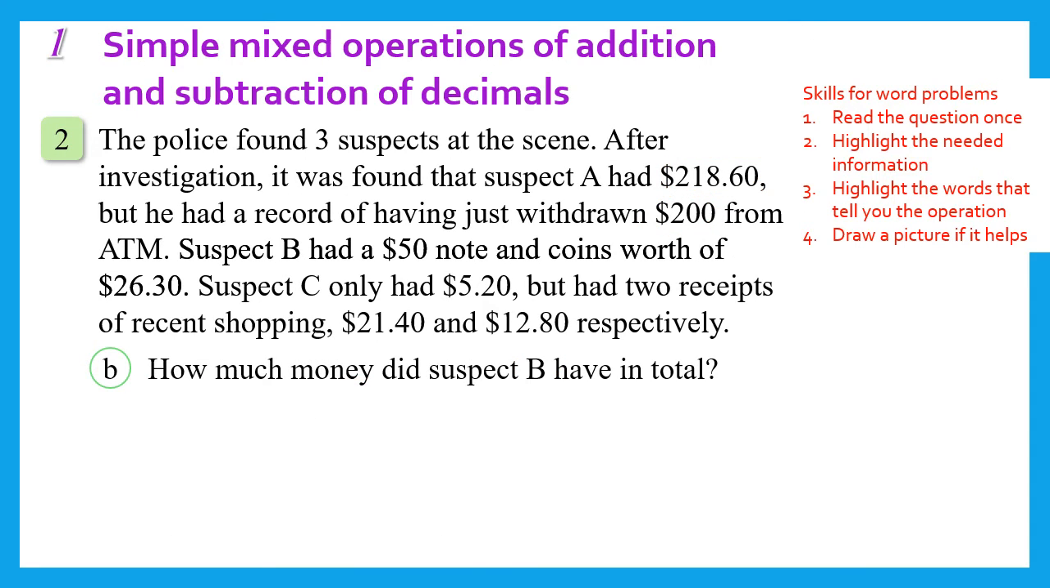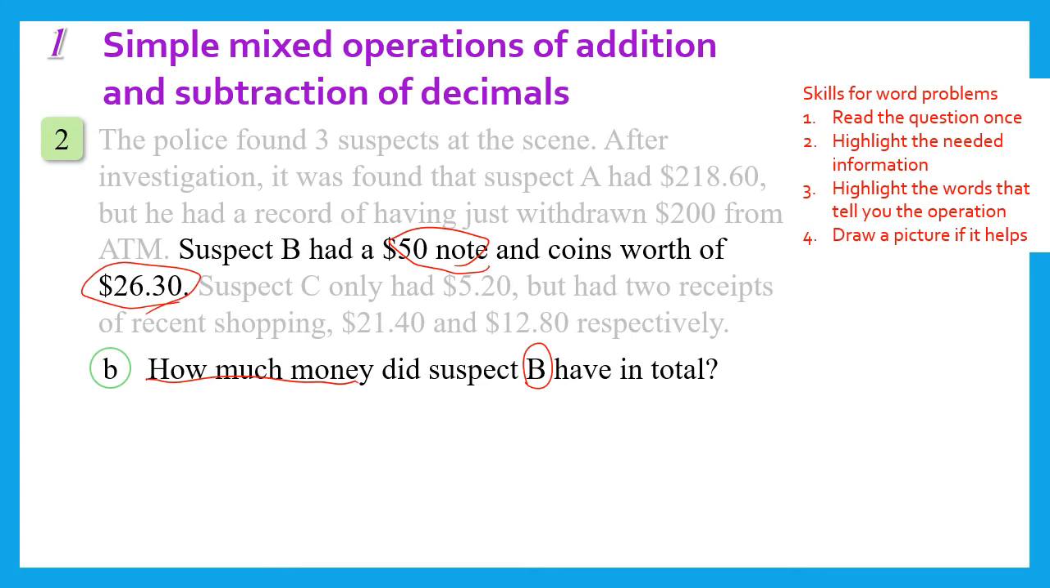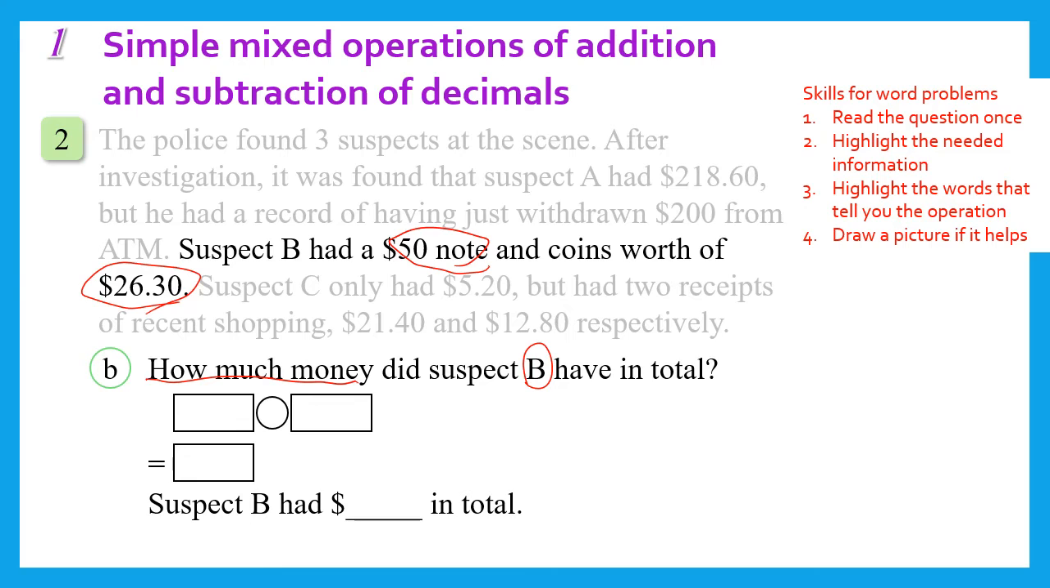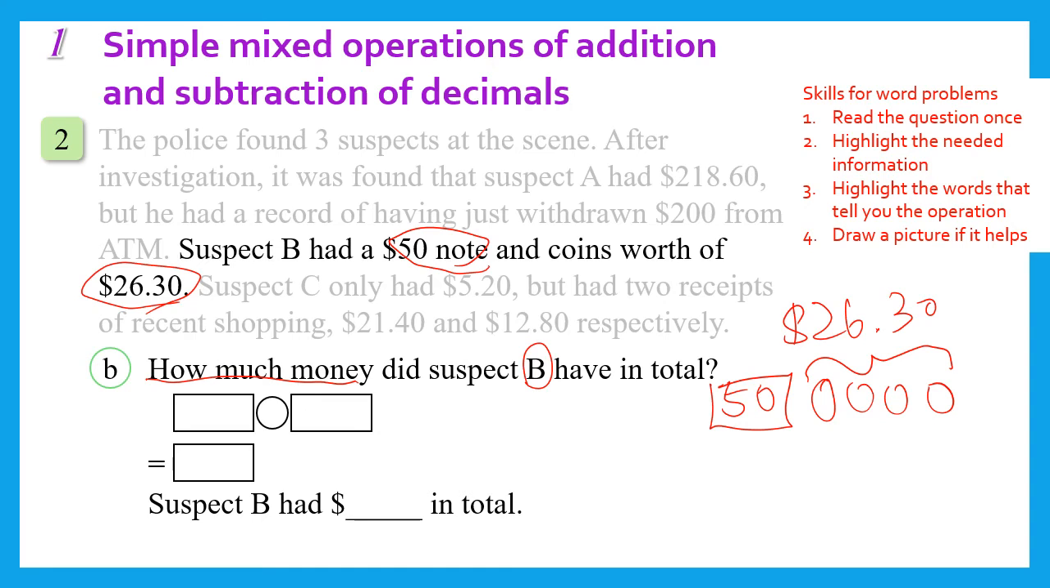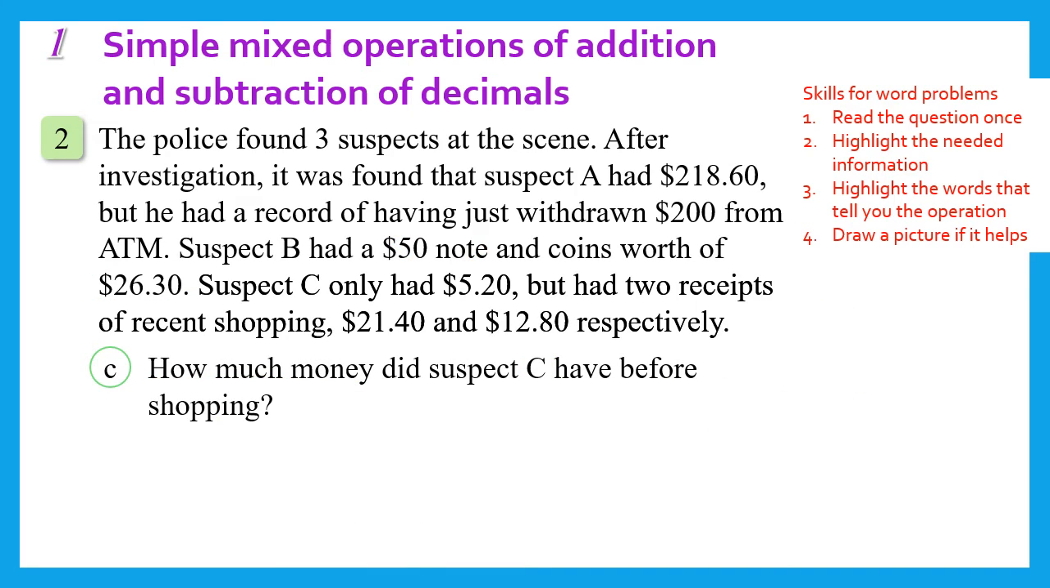And for the next one, it's asking how much money for B. B has these two numbers, okay, which means that we have 15 notes and then some coins here. The total of the coins is 26.30. Okay, so what is the sum? What is in total? Which means that you have to add it together. So the answer is 76.3. So we have $76.3.